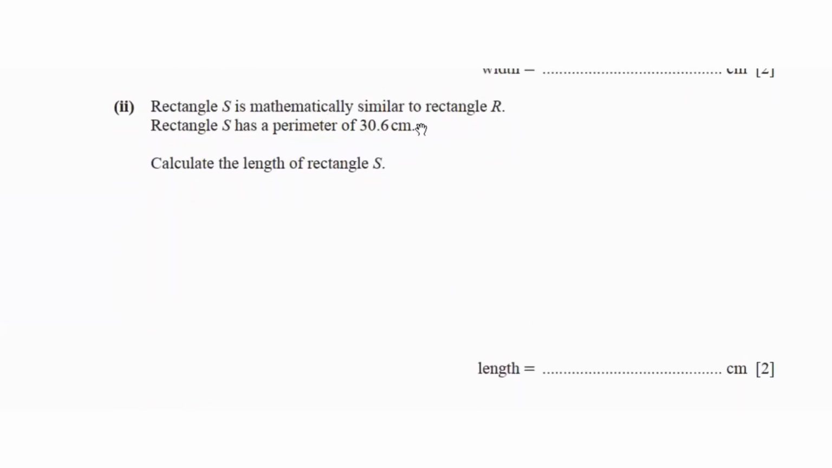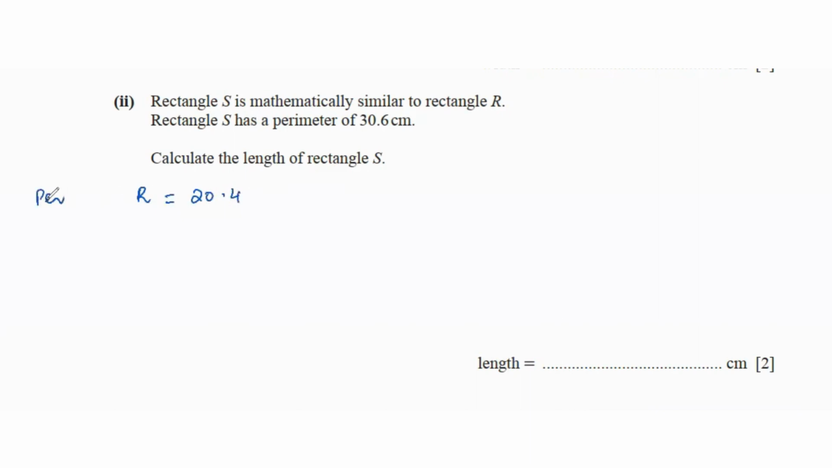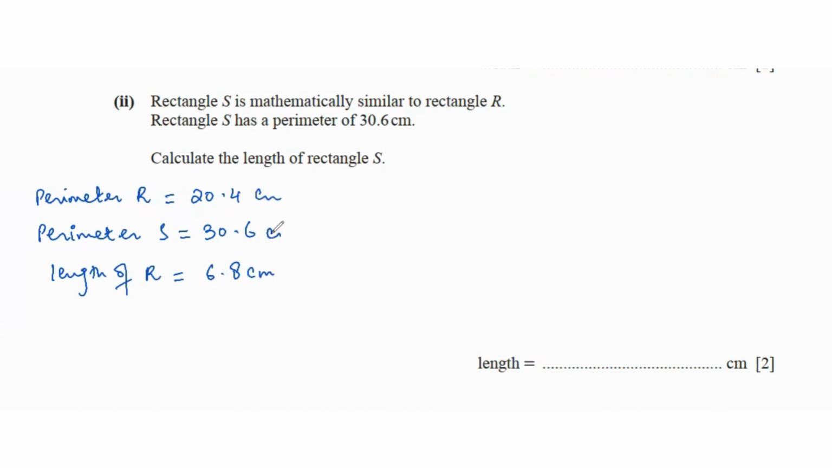Rectangle S is mathematically similar to rectangle R. Rectangle S has a perimeter of 30.6 centimeters. Calculate the length of rectangle S. So R has a perimeter of 20.4, and the perimeter of S is 30.6. Length of R is 6.8 centimeters.